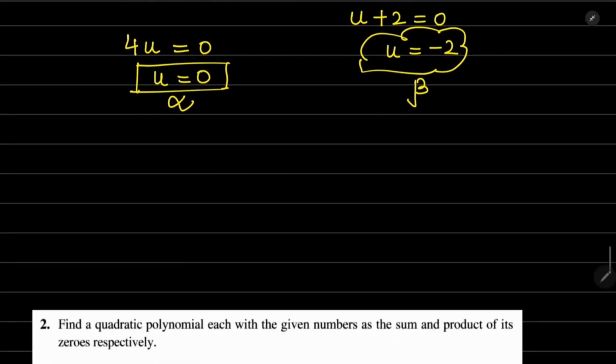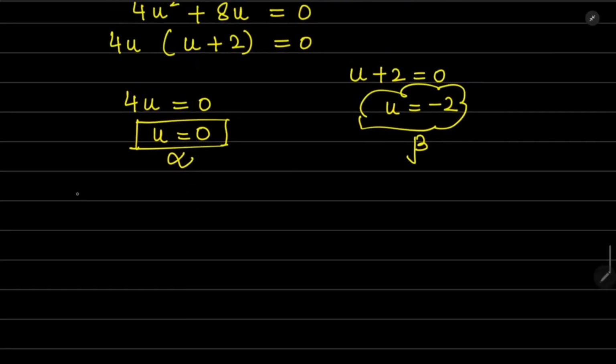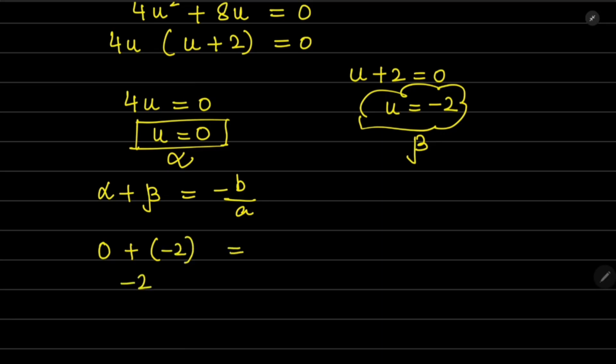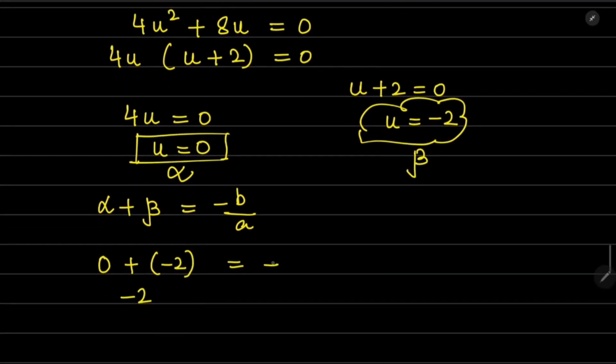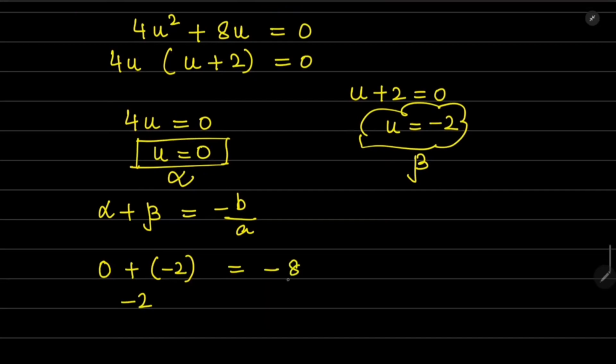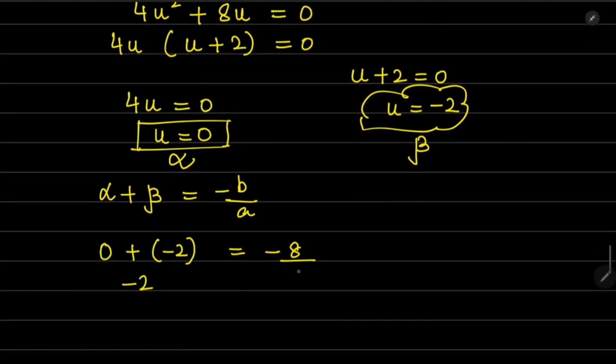So let's find the relationship. Alpha plus beta should be equal to minus b by a. What is alpha? 0. Plus what is beta? Minus 2. So you're getting minus 2 here. What is minus b? Minus b is nothing but your minus 8 divided by what is a? It is 4. What do you get? Minus 8 by 4 is minus 2. So this is equal to minus 2, hence verified.